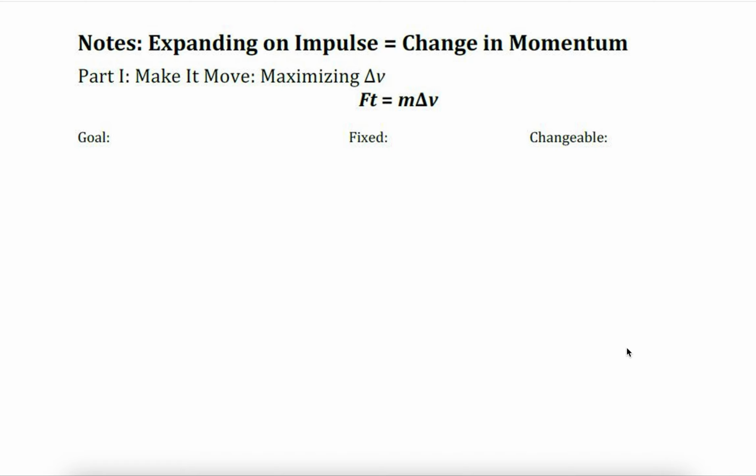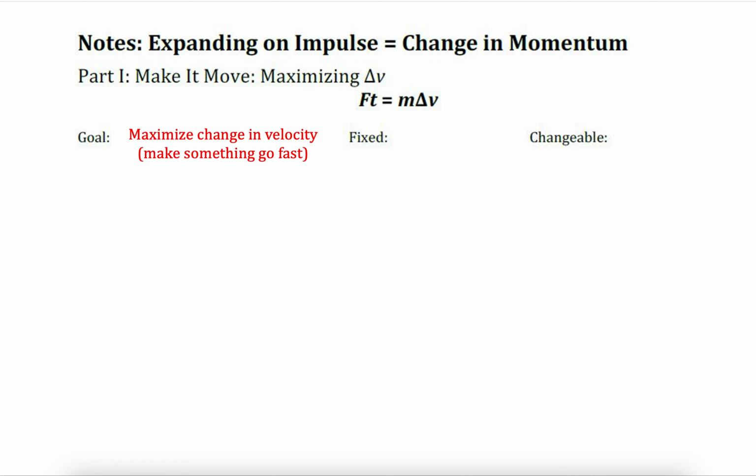Okay, this is on the next page. Expanding on impulse equals change in momentum, we're going to look at two different parts. Part 1 is called Make It Move, Maximizing Delta V. This is not some big physics classification. It's kind of like how we had horizontal circles and vertical circles, going over the loop, upside down in the loop. These are scenarios where we're trying to make something go really, really fast. Our goal is to maximize the change in velocity.